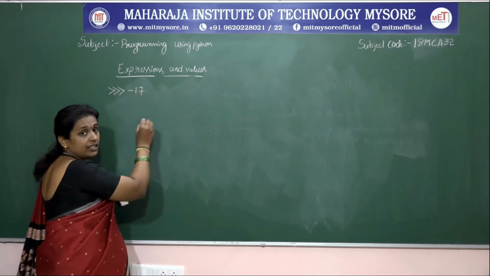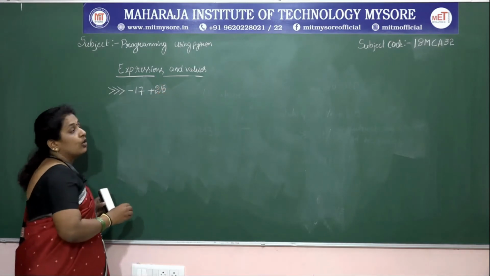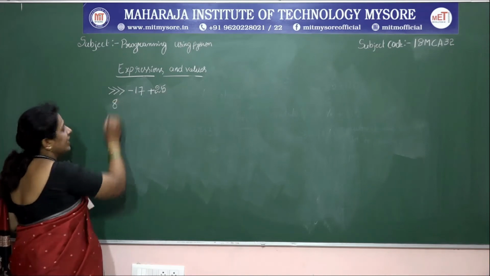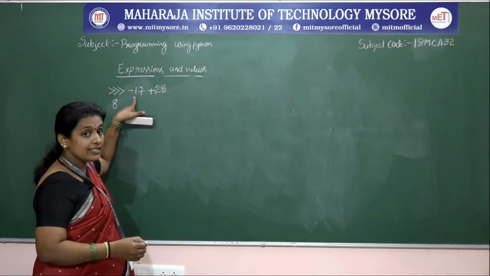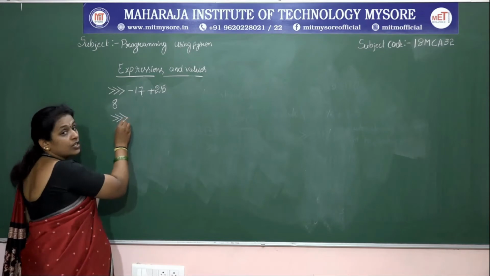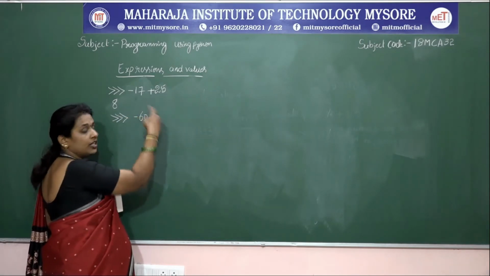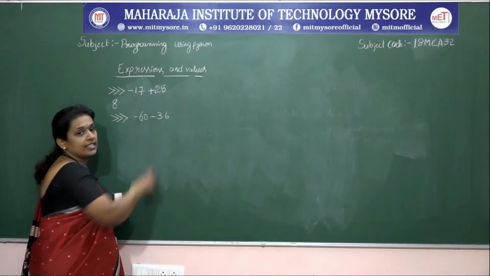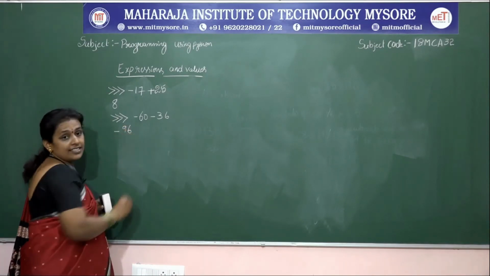Minus 17 plus 25, you will get the answer as 8. So that is the value of the expression minus 17 plus 25. The next expression is minus 60. So this is with respect to addition. Now I am performing subtraction. Minus 60 minus 36. So what is the answer? Yes, it is minus 96.